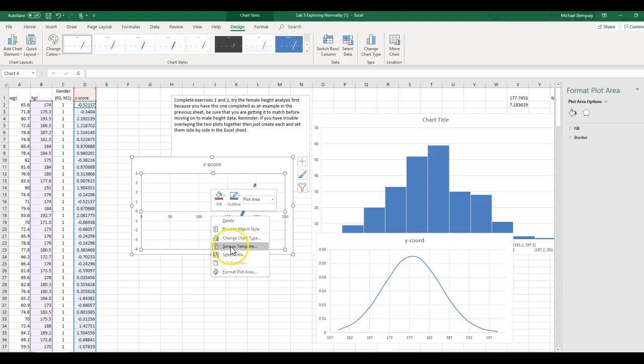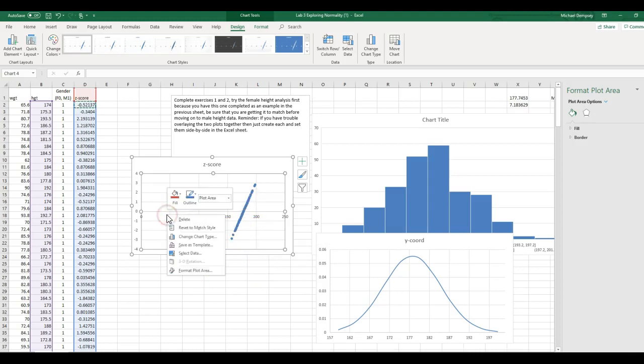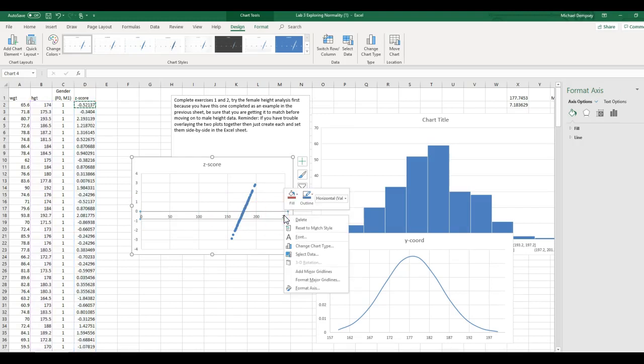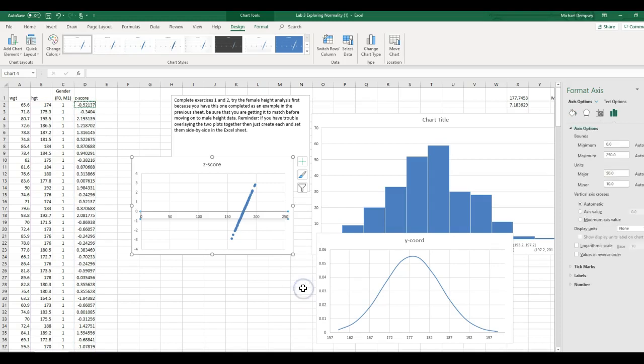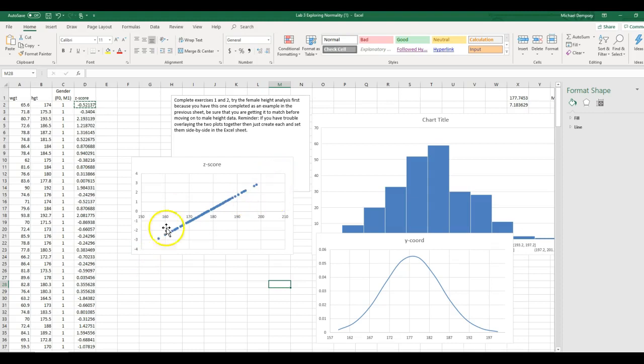So I want to get on that axis. There we go. So I get to that axis, I right-click. I want to format the axis, and I don't think it's super helpful to look from 0 to 250. What if we just look at 150? You didn't have anybody shorter than that. Up to 210 is cool. That should work. Okay, a little bit better.